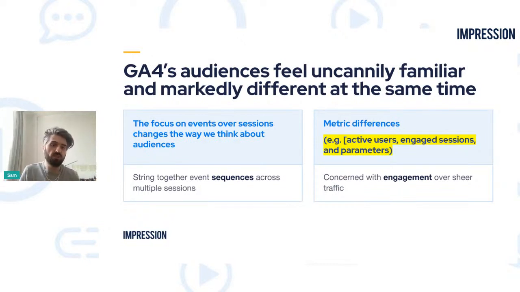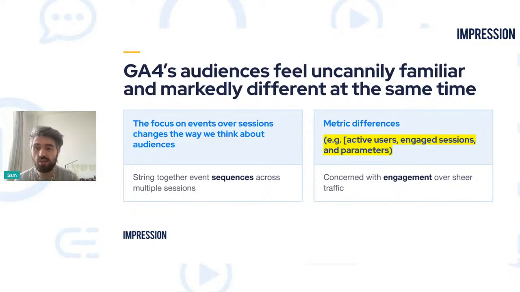First, the focus on events rather than sessions changes the way that we think about audiences more generally. So you can now string together sets of events across multiple sessions and use those to create audiences. So you could create an audience of people that did X in session 1 and then Y in session 2 and bring an audience together from that data. That's something that's very challenging to do in UA, and it's just not really built for looking at the customer journey in a more holistic way.